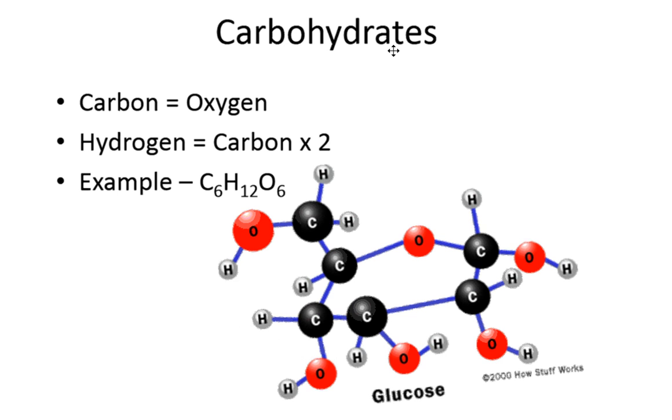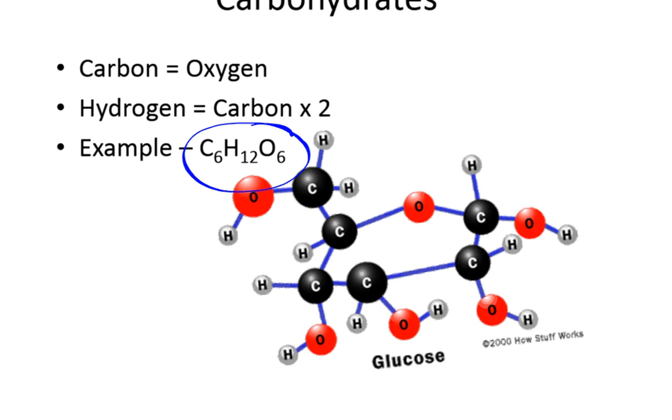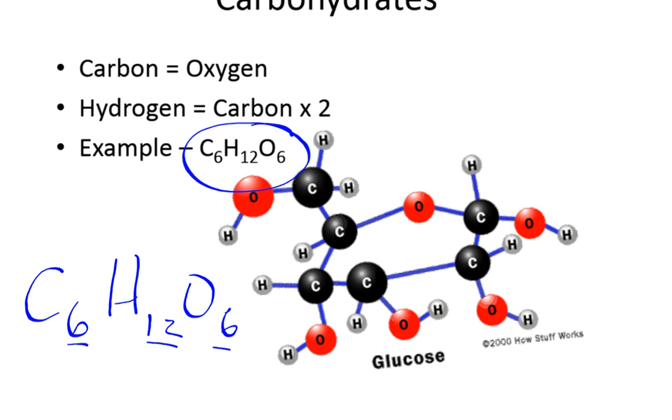Carbohydrates are made up of carbon, hydrogen, and oxygen. Most of the time they exist in a regular pattern, where the amount of carbon is equal to the amount of oxygen, and the hydrogen is the number of carbons times 2. You see this in the glucose formula, C6H12O6. These two are equal, and this is the carbon times 2. Very regular pattern.